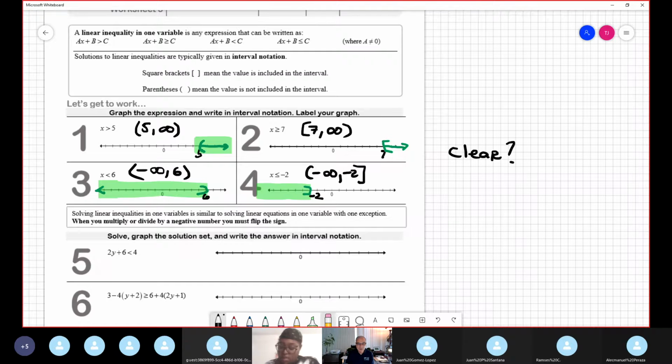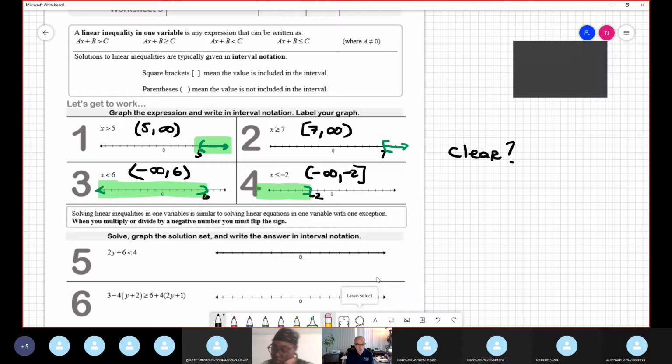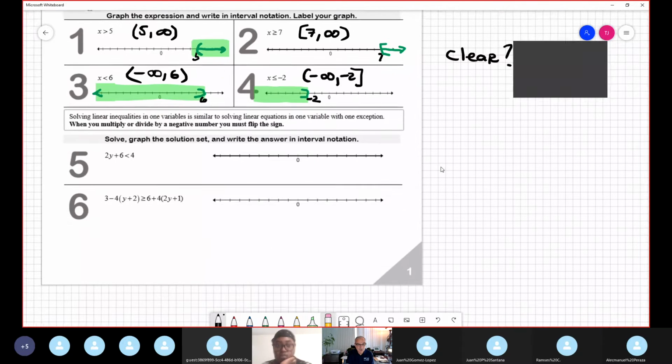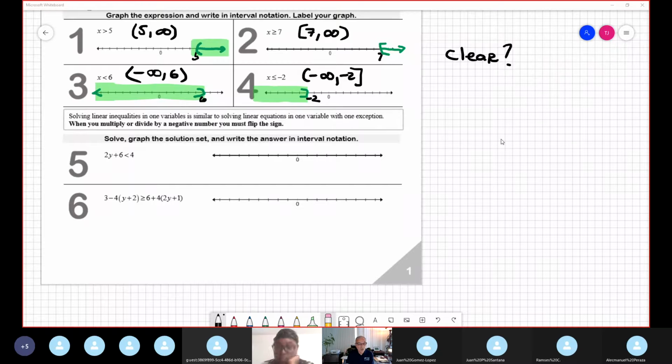That's clear. Okay. So you see, 5 and 6 are inequalities, no? It's only one, not compound.